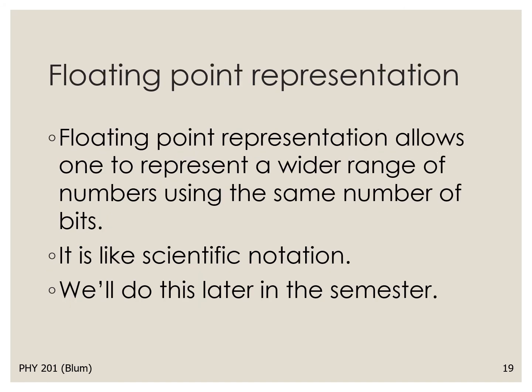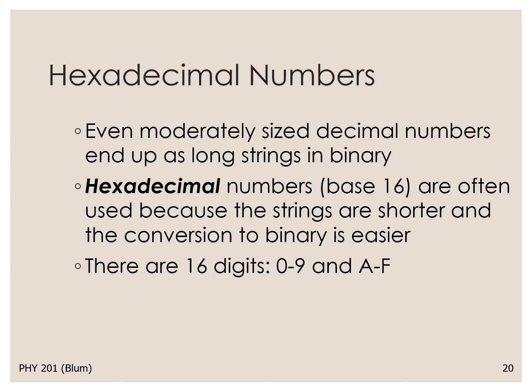What we just did was a fixed point representation. There was a fixed number of bits for the whole number, a fixed number of bits for the fraction. An alternative to that is what's known as floating point representation. It allows us to use more bits for the whole number if we need them, or more bits for the fraction if we need them. It's like scientific notation, and we're not going to do that now. We're going to do that later in the semester.